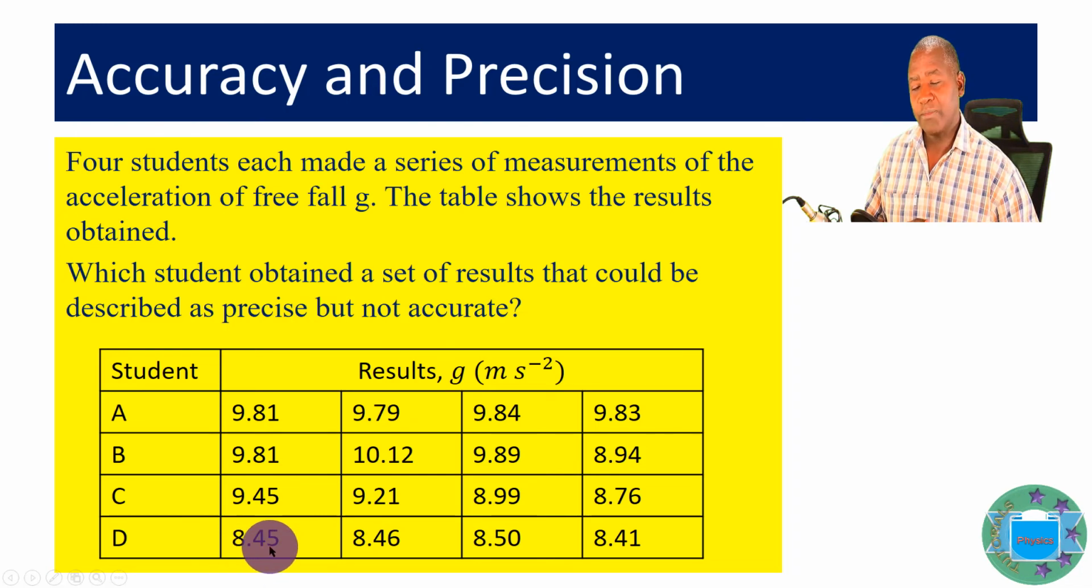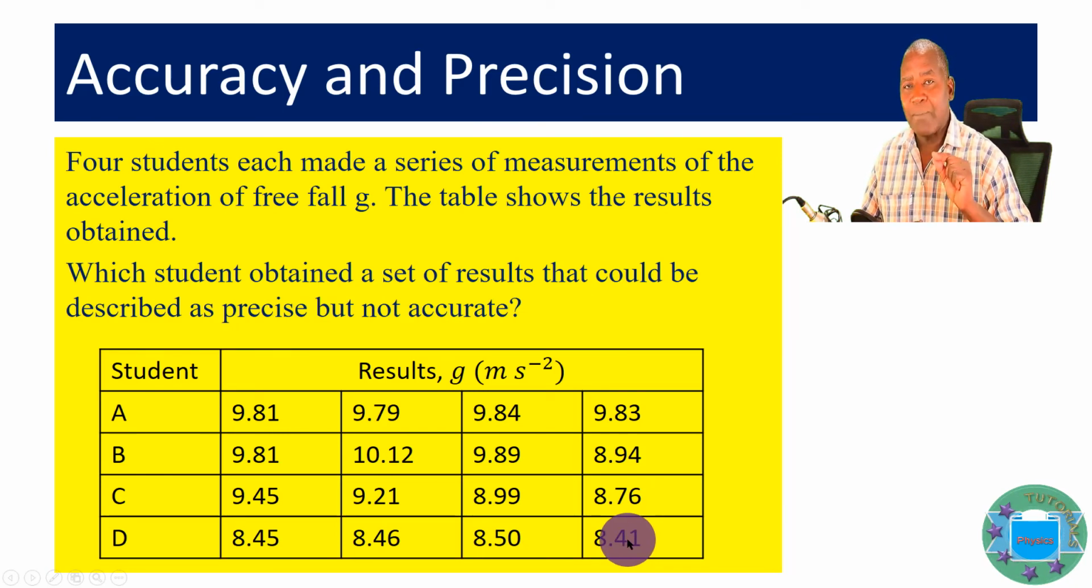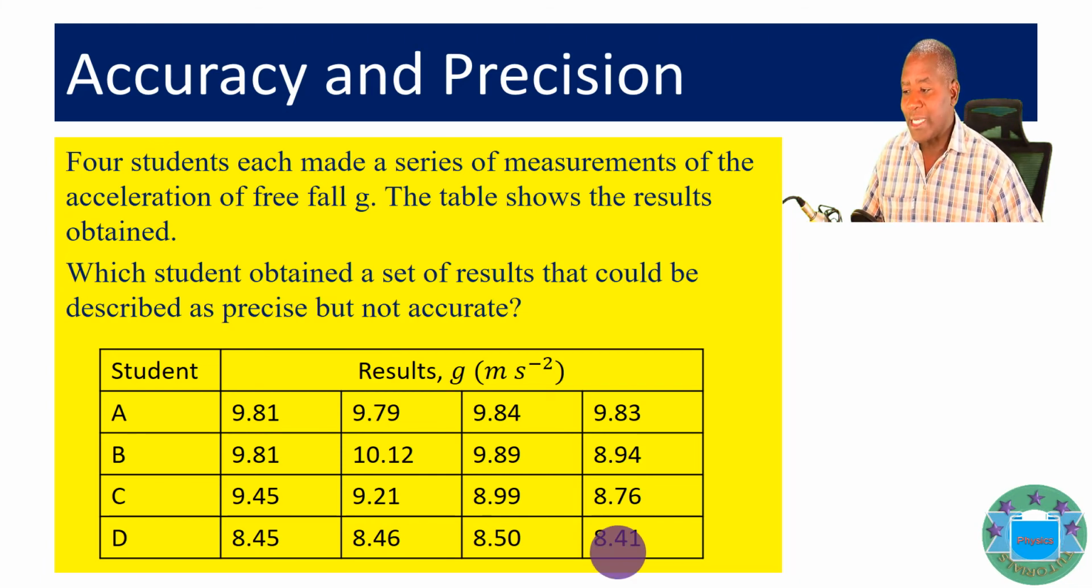Look at the values, 8.45, while the true value is 9.81. Each one of them is 8 point something. That 8 point something is very far from 9.81, which is the true value of g. So you can see for D, all the values are not accurate. But when you go to the other values over here, you will find that some of them are closer to the true value than others. So it is not all the values which are far from the true value.